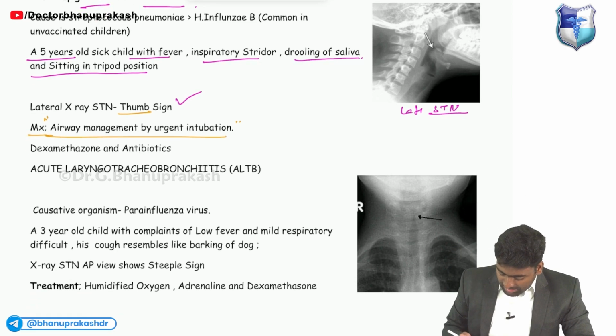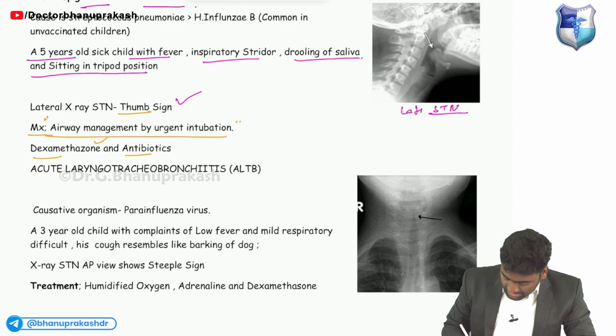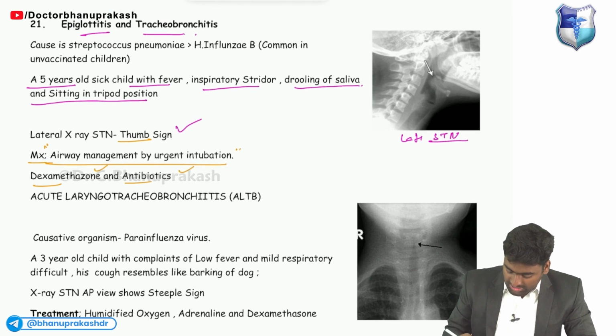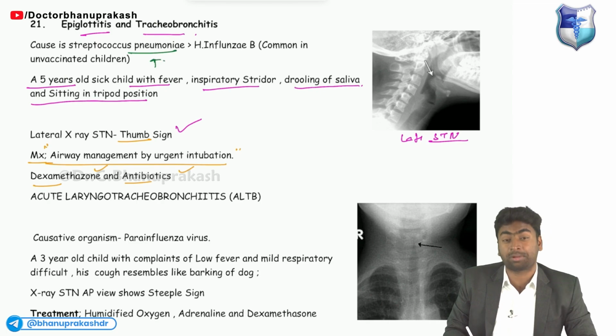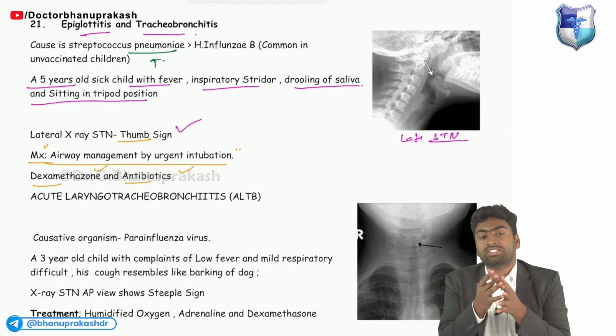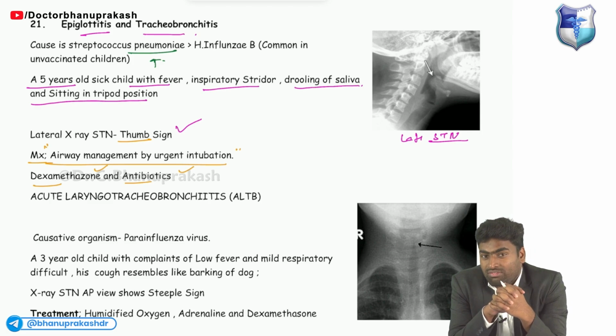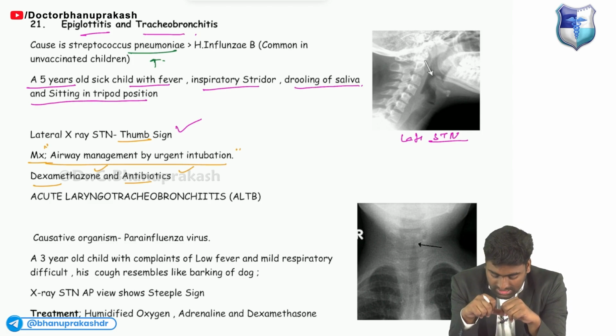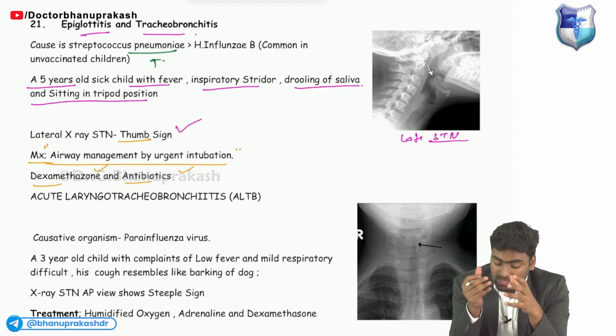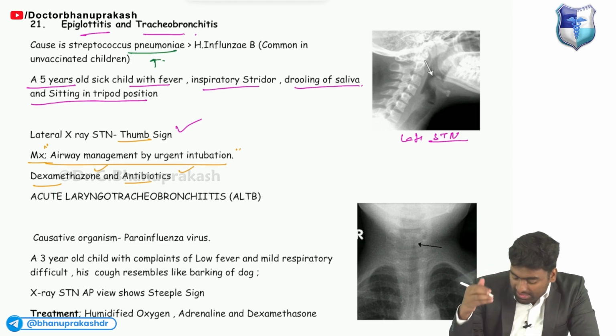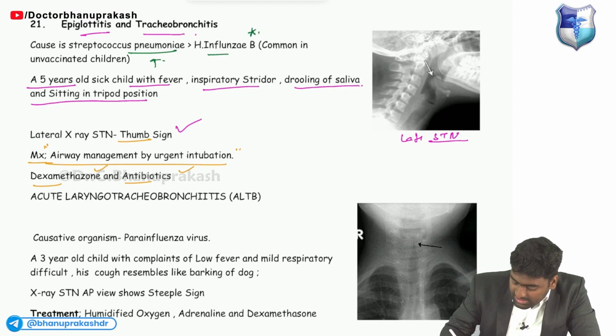For treatment you will give dexamethasone and antibiotics. The most common cause now is Streptococcus pneumoniae. And if they mention in the question that there is an unvaccinated child presenting with features of epiglottitis, what is the causative agent? Then you can think of Haemophilus influenzae.